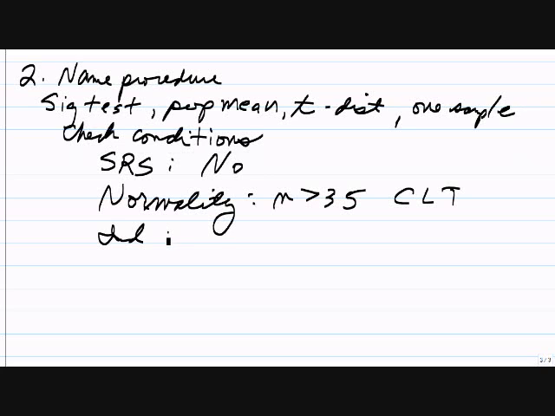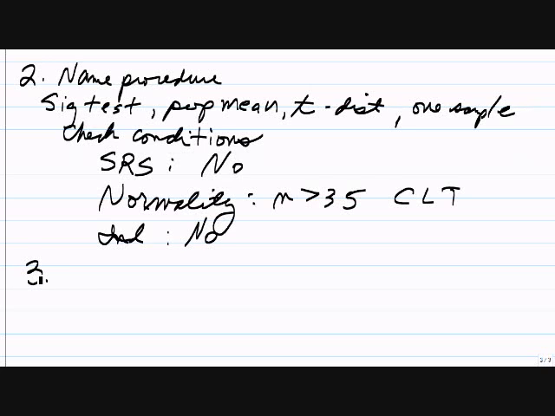And independence, boy, we didn't get even a random sample here, so we won't meet independence either, but it doesn't really matter. Because we didn't get a simple random sample, we should just kind of stop our analysis right here. But let's not. Let's say we had these things.